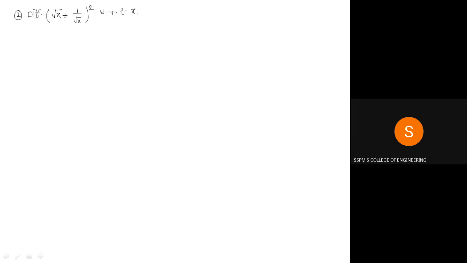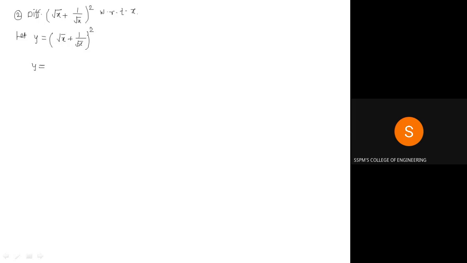So let y is equals to, we can define this function as y. So y is what? Root of x plus 1 upon root of x, whole square. Next, differentiating this function with respect to x, but we cannot differentiate directly in this case because there is a square. First you have to expand and then differentiate. What is that expansion? It's very simple.